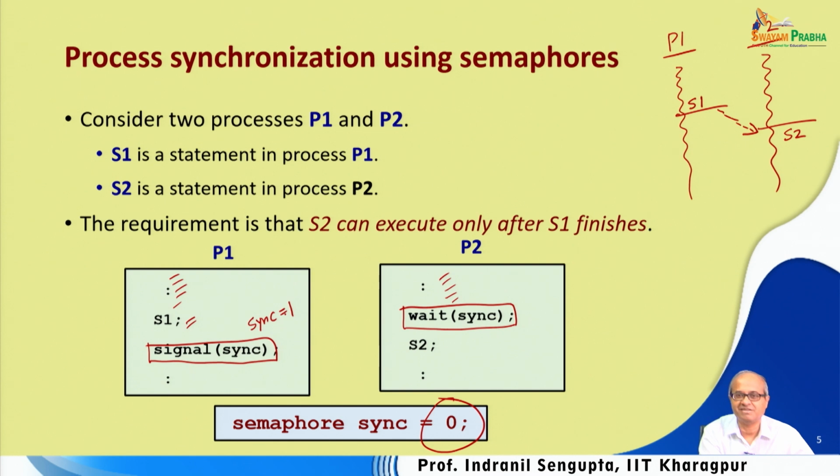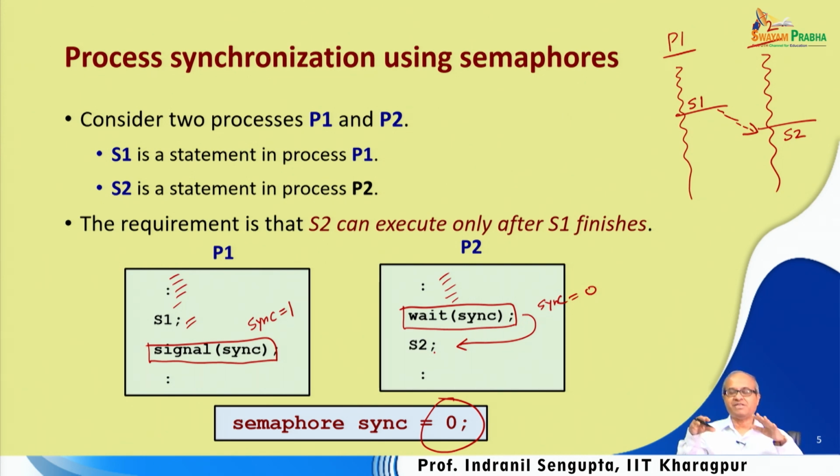After S1 I have inserted a signal. So, as soon as this is done, this wait will come out of that while loop and it will allow, and the value of sync will again become equal to 0, and it will allow it to continue to statement S2.